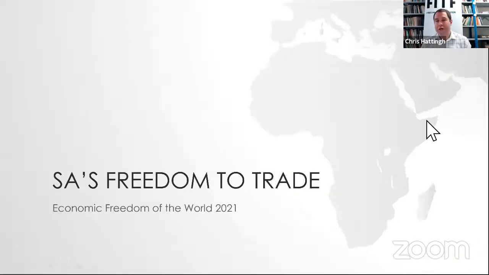So, freedom to trade and South Africa's story on the EFW. Trade isn't just about the movement of goods and services and capital, but also about the movement of people. Given South Africa's current predicaments in terms of social and economic problems, we need much more inflow of capital, in terms of financial capital, but also people's expertise and skills. We need to make it a lot easier for people to come to South Africa and to apply their minds and various skills to the problems that we face.